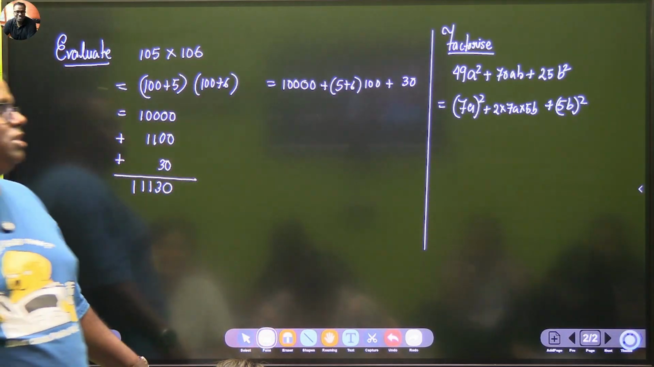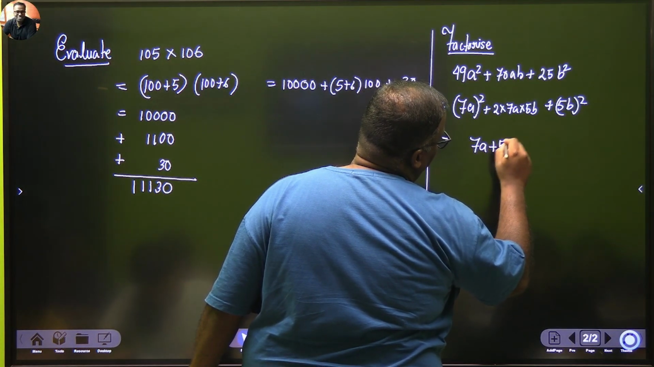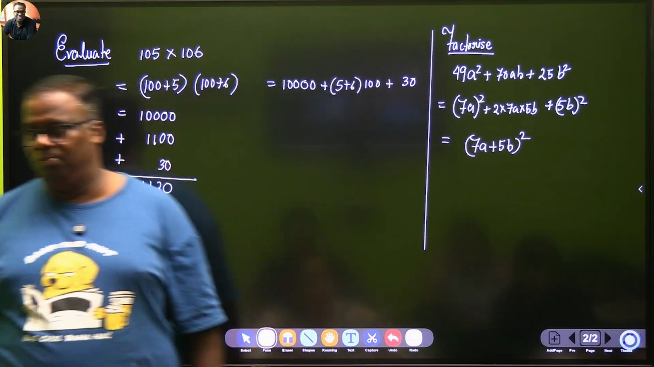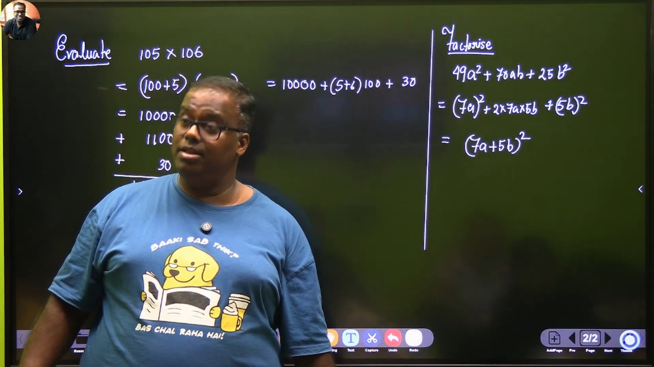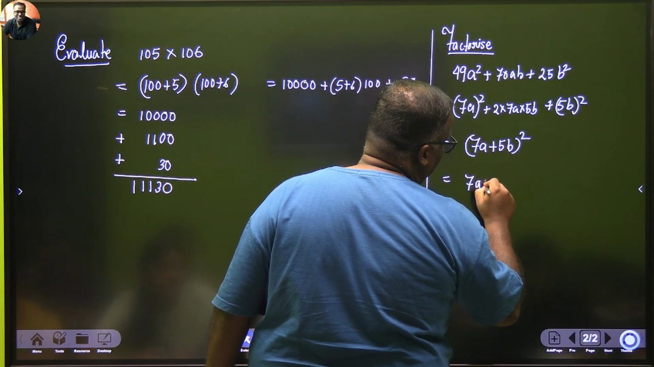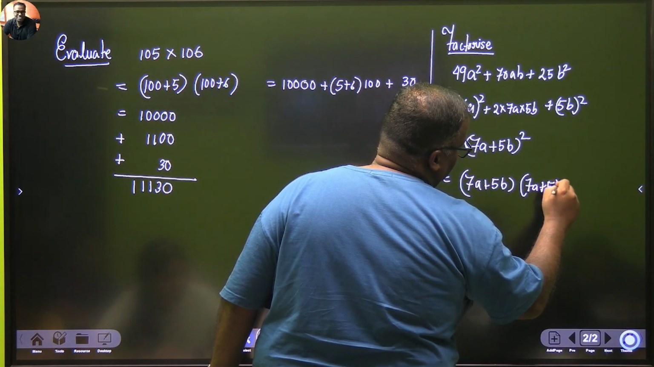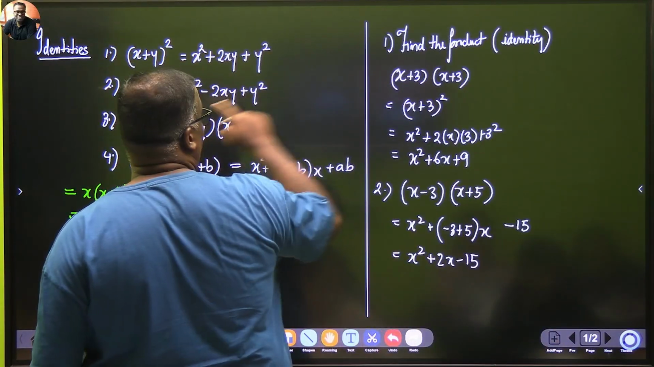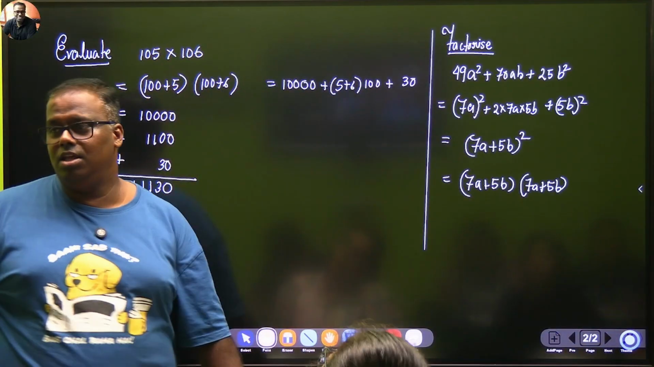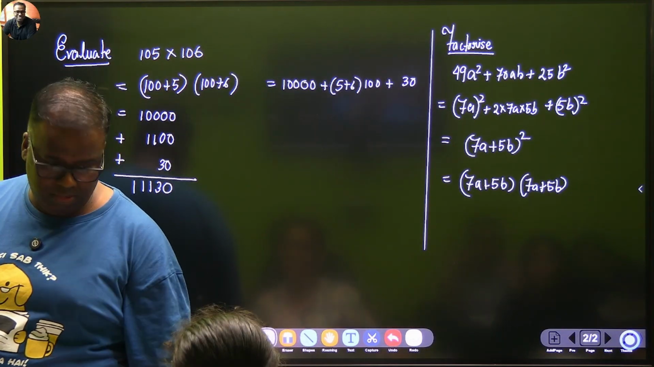Okay, have you understood this process? So what is our answer now? (7a plus 5b) whole square. Many children will be beating their drums thinking that they have solved the problem. But what is the question? Factorize. Factors should be nicely displayed. (7a plus 5b) into (7a plus 5b). If you are having slight doubt, look at the first question we got. (x plus 3)(x plus 3). Same manner you will write here. (7a plus 5b)(7a plus 5b). Do you understand? You better understand.